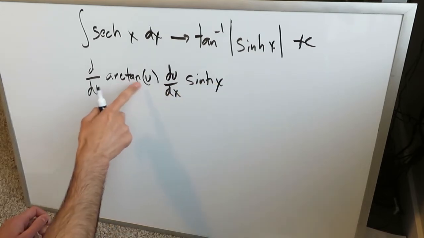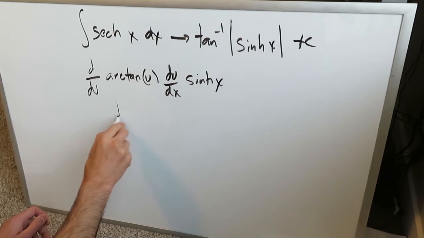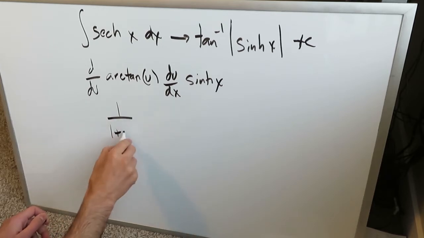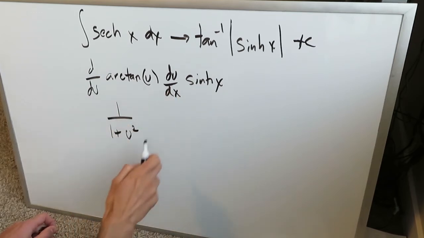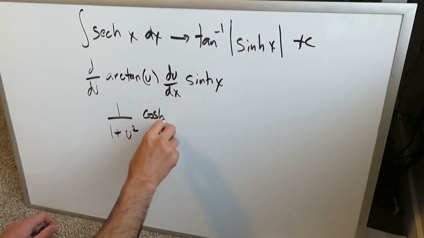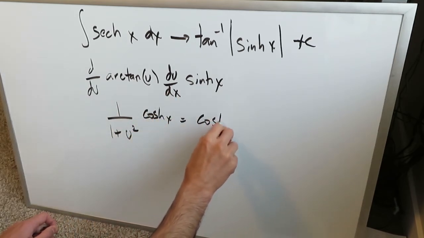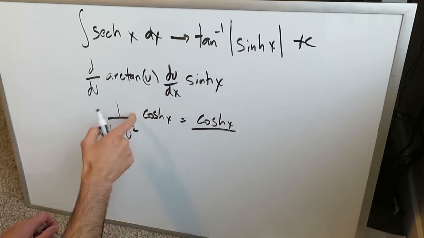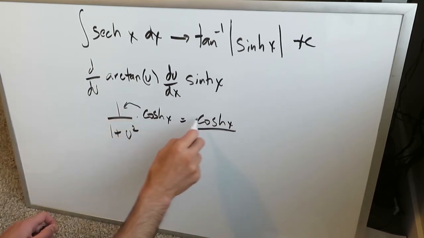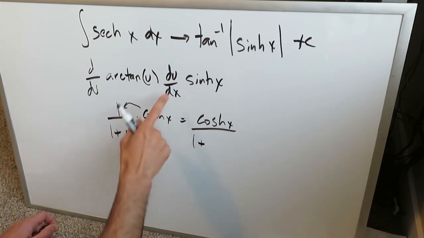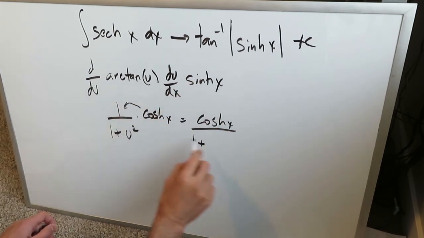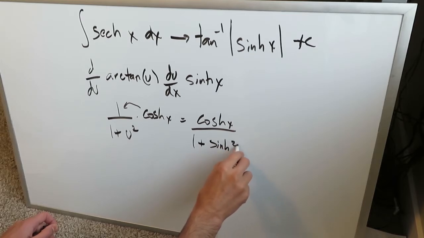The derivative of arctan is always in the form of 1 over 1 plus x squared, but here x squared happens to be u squared, right? And then over here, what do we have? sinh x becomes cosh x. What do we get? cosh x over, multiplying by this 1 and keeping cosh x. You get 1 plus u squared, but u was originally sinh x, so you get sinh squared x.